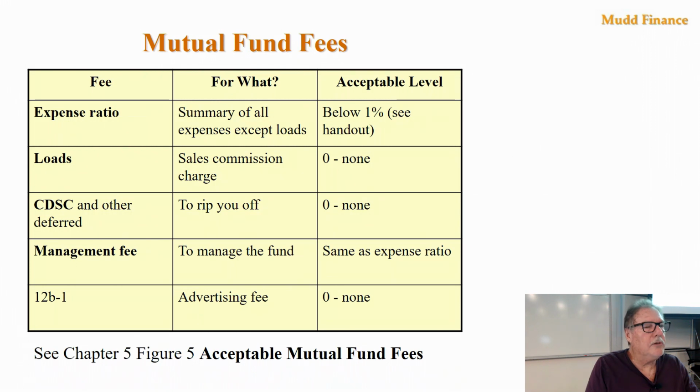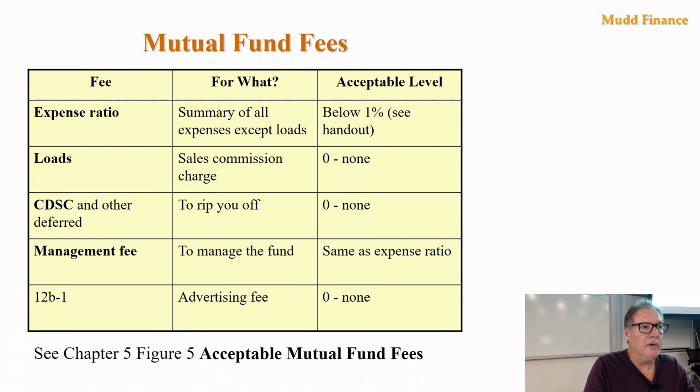The loads you should pay are always none. The CDSC and other fees you should pay are always none. The management fee you should pay should be the same as the expense ratio, and the 12B1 that you should pay is always none. So when you look for a fund and you shop for the fund, if it lists any fee there that's not zero, then you leave that fund family or at least leave that fund.